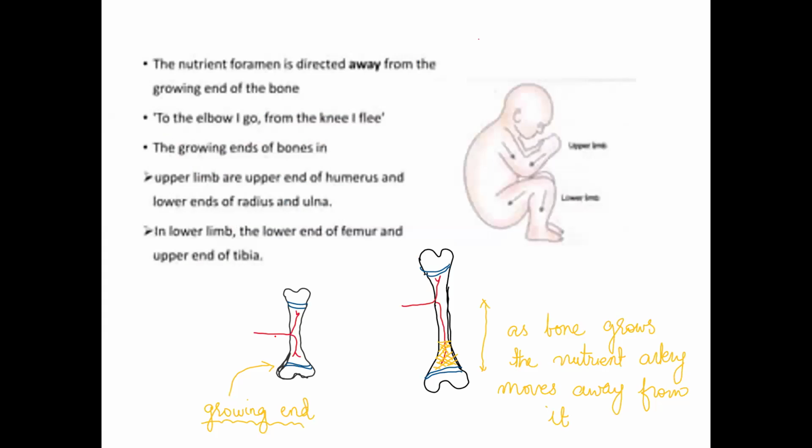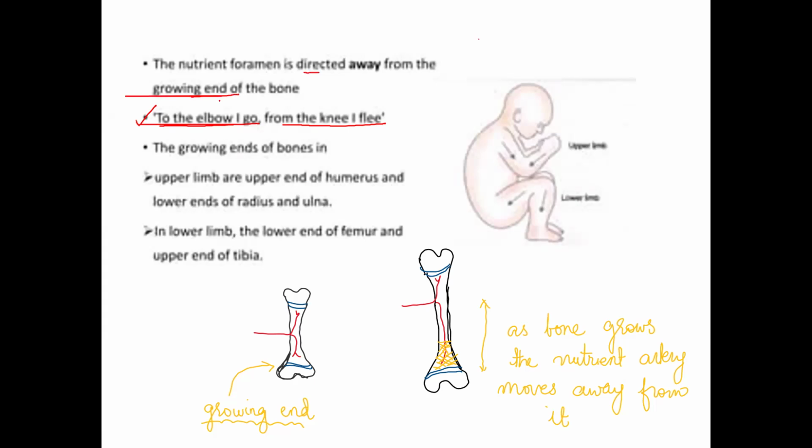This is not related to today's topic, but it is just to recall your embryology. Many times you get questions out of it in your PG entrance. So you need to remember this phrase: to the elbow I go, from the knee I flee. This is what the nutrient artery is telling you. Towards the elbow, the nutrient artery is closer, whereas towards the knee joint, the nutrient artery is away. So the nutrient artery is directed away from the growing end of the bone.